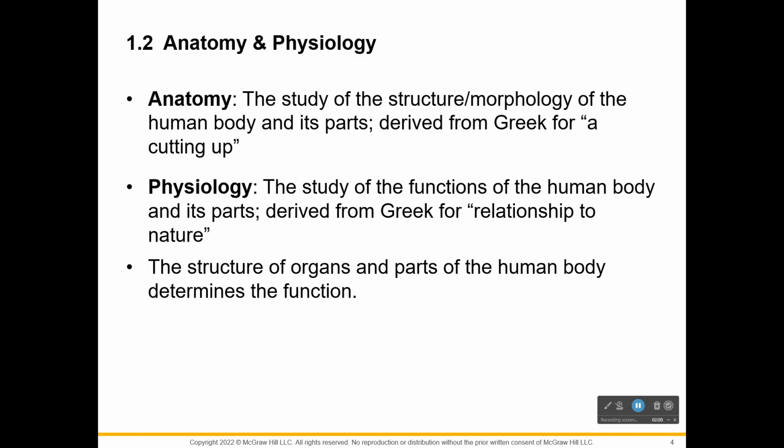The study of structure. So what it's made of, what it looks like, the shape, the components, the names of the parts, all of that is anatomy. And it comes from the root word tome, which means to cut.